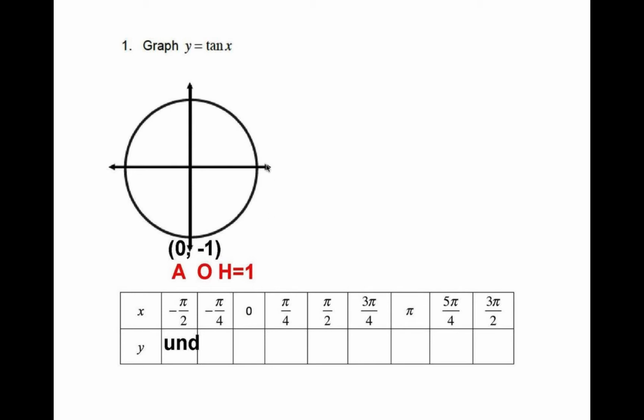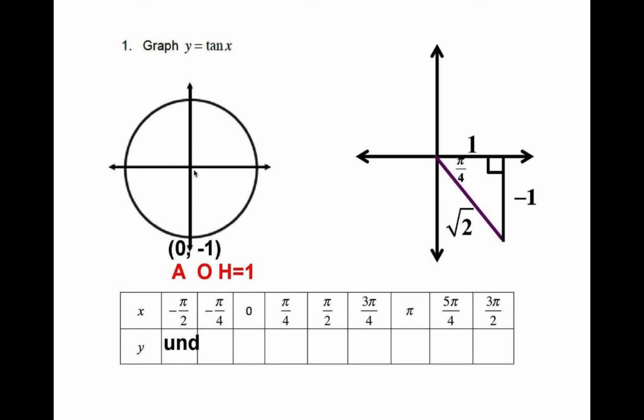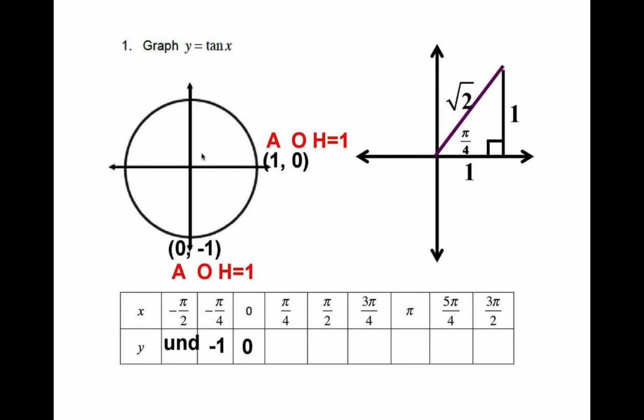At negative pi over 4, notice that's the halfway point. So that's going to be over here. I drew it out here to make it easier. Tangent is TOA, O over A. So negative 1 divided by 1 is negative 1. And then at 0 radians, you're here. Tangent is TOA, O over A, so 0 over 1 is 0. At positive pi over 4, that's up here, that's creating a 45, 45, 90. Tangent is TOA, O over A, so 1 over 1 is 1.